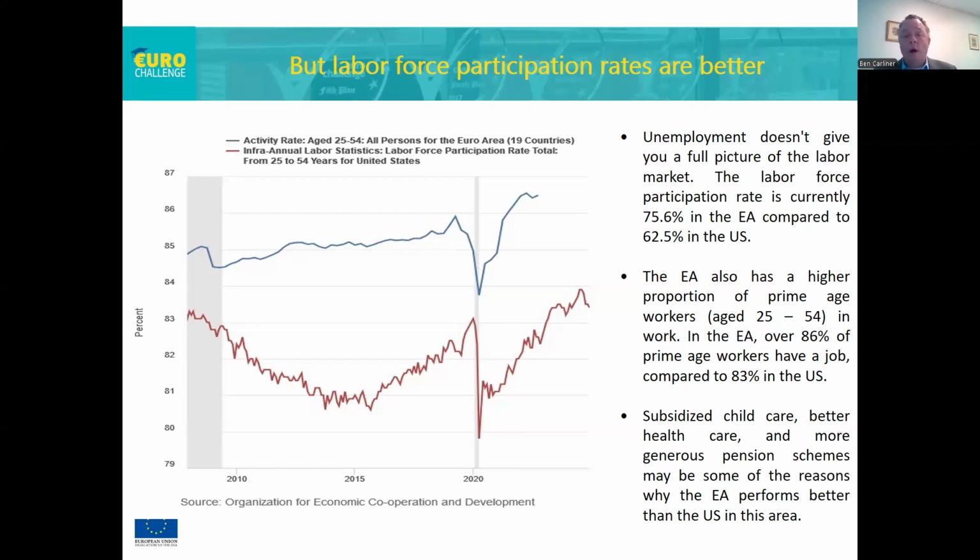And, you know, previously I said that job protection is one of the reasons why the unemployment rate's higher. But a couple of the reasons why the participation rate is better in Europe is things like subsidized childcare, better health care, more generous pension schemes. These are some of the reasons why it's easier, more attractive for people to have a job in Europe than in the United States. And you can see that in the participation rates.